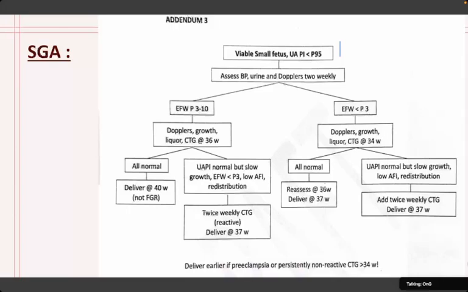If we note that the growth is slow or oligohydramnios is noted and the CTG is reactive at 34 weeks, we can do twice weekly CTGs, and reassessment weekly should be performed with a delivery plan for around 37 weeks. Unless the CTG is non-reactive, then we deliver straight away.